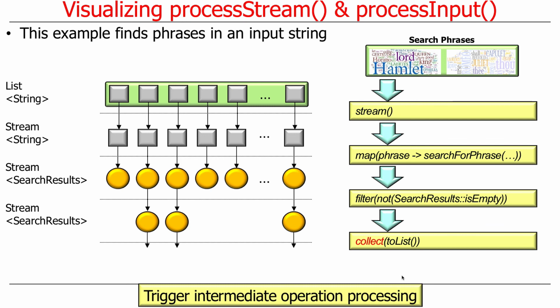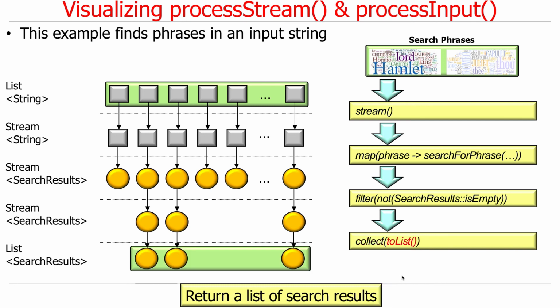So when collect is hit, remember collect is a terminal operation, and terminal operations do two things. They trigger all the other processing, and they also create a reduced result. And the reduced result here is a list that contains all the non-empty stream elements, or more specifically, all the things that came in to collect, or what will be collected together in order to form a list of search results. So that's kind of the way to think about that.